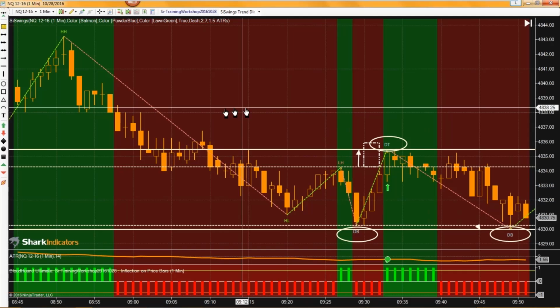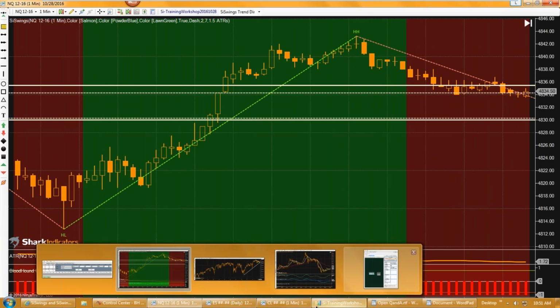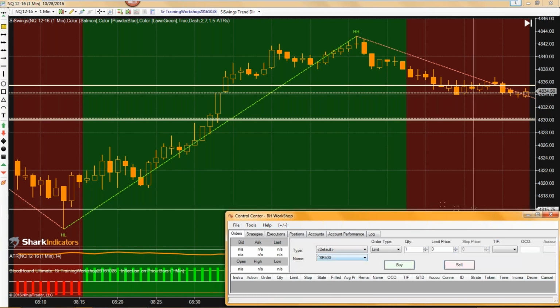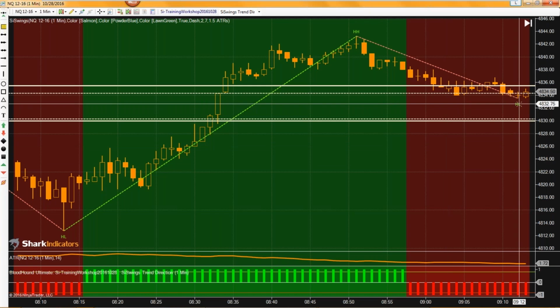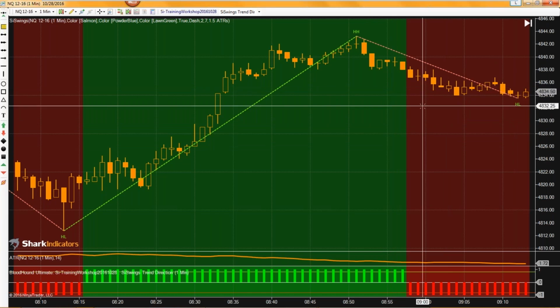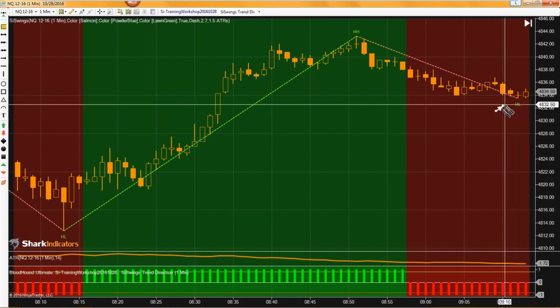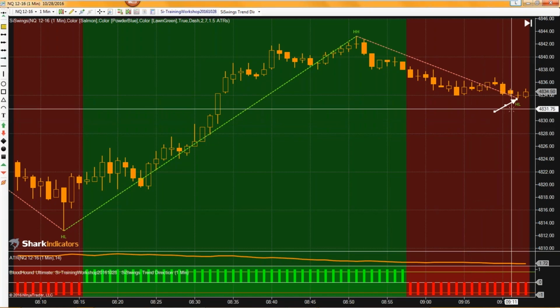Let me show you guys a neat little trick that you can do with indicators. If you want to see how an indicator is behaving almost in real time, what I'm going to do is disconnect from your data feed, and then on the chart, I'm going to refresh or reload my NinjaScript. And I can watch the indicator here. So let me get rid of some of these drawings. So right there's our higher low.